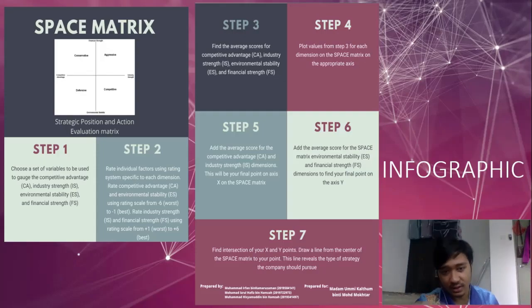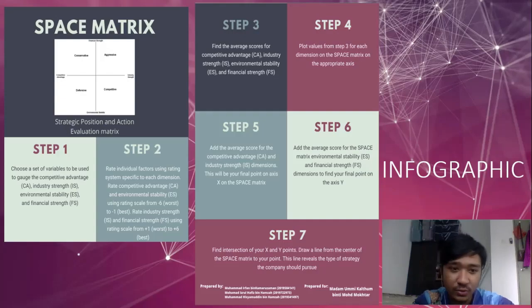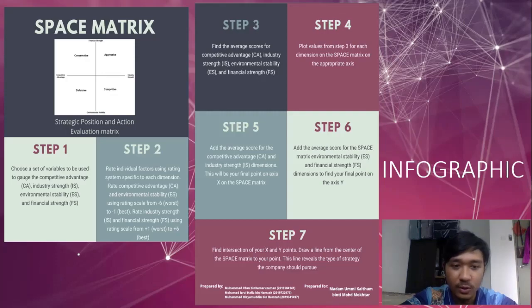For step 2, we need to rate individual factors using rating systems specific to each dimension. For competitive advantage and environmental stability, we will use a rating scale from -6, which is the worst, to -1, which is the best. For industry strength and financial strength, we will use a rating scale from +1, which is the worst, to +6, which is the best.